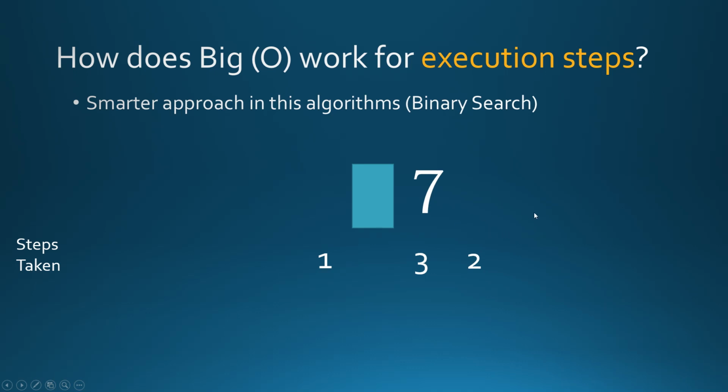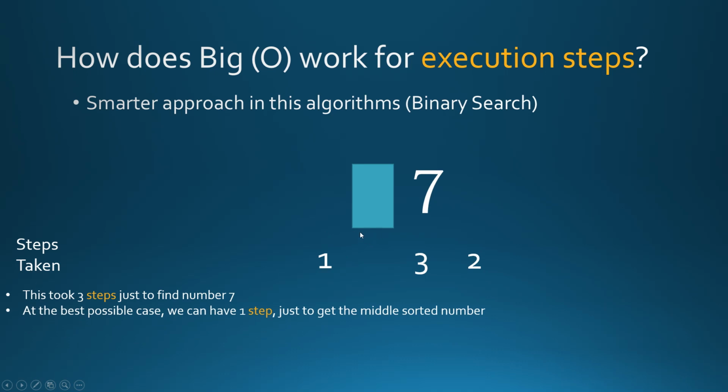So if you consider large-scale numbers, you would find amazing results using this algorithm instead of the linear search that we implemented before, just checking step by step. In this algorithm we took 3 steps just to find number 7. The best case would be one step, which is at the middle index of this list. And the worst case here is log of n.